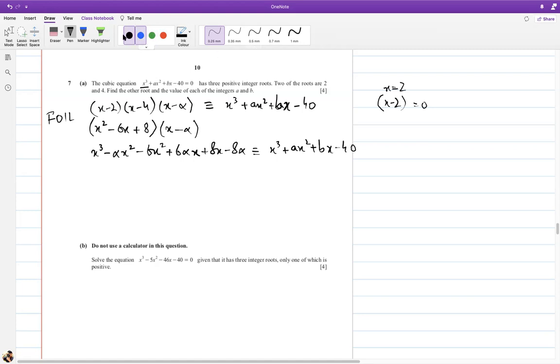Now let me try to compare them. Let me say that I'm going to compare minus 8 alpha with minus 40. So minus 8 alpha is equal to minus 40. That means alpha is equal to 5.